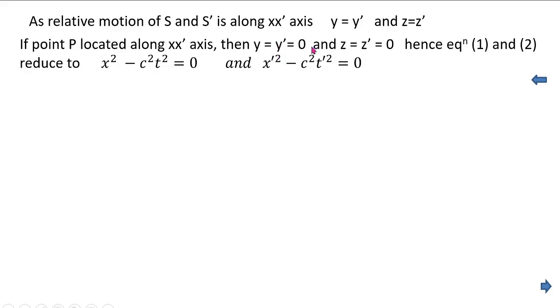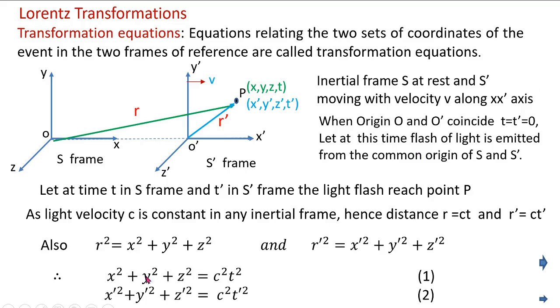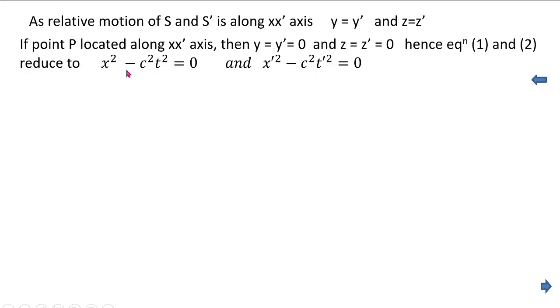y is equal to y dash is equal to 0, z is equal to z dash is equal to 0. If we substitute y is equal to 0, z is equal to 0, then x square is equal to c square t square, or x square minus c square t square is equal to 0. Similarly, y dash 0, z dash 0. Therefore, x dash square minus c square t dash square is equal to 0. These are the two equations: x square minus c square t square is equal to 0 and x dash square minus c square t dash square is equal to 0.